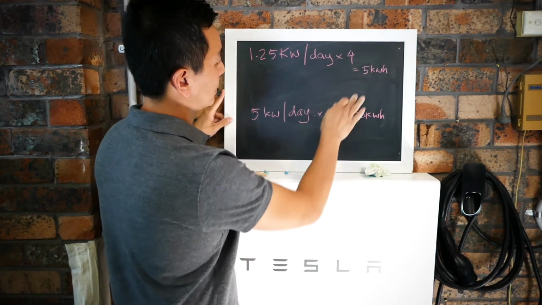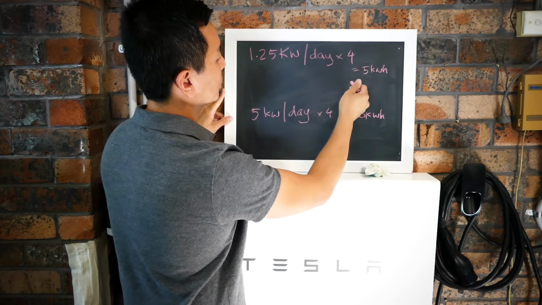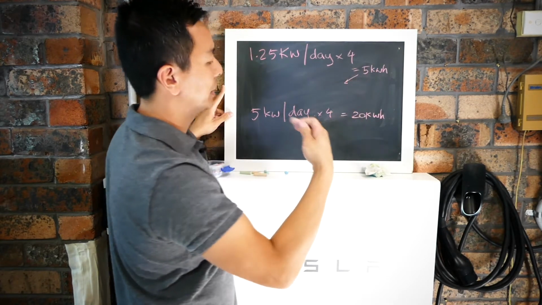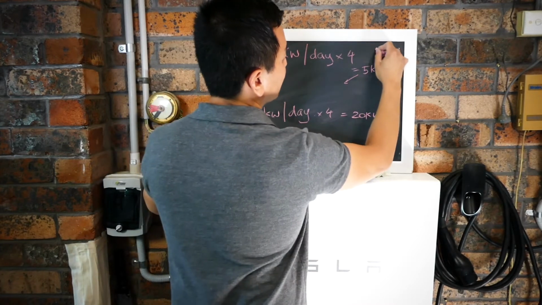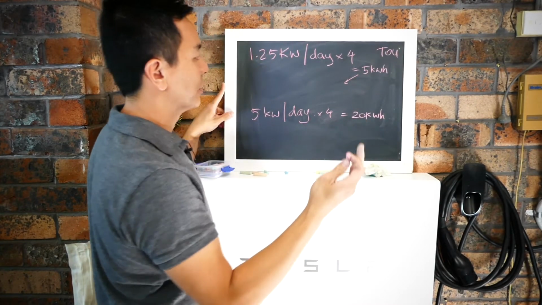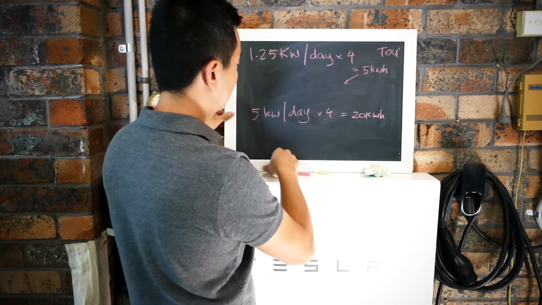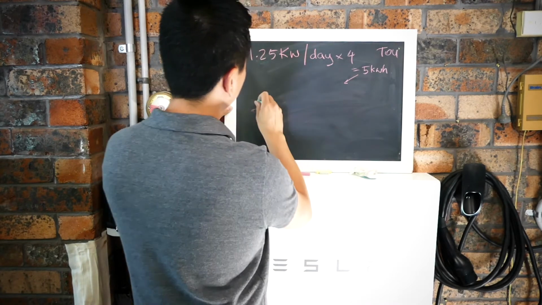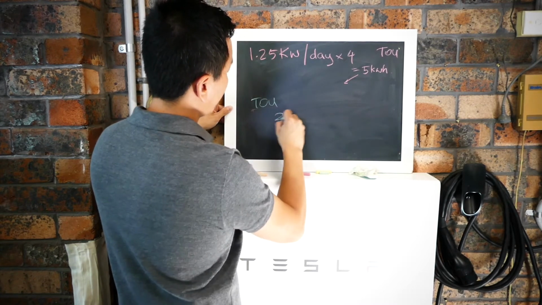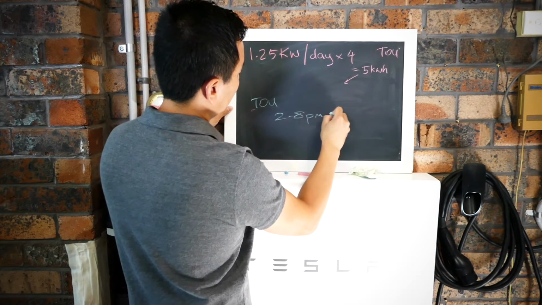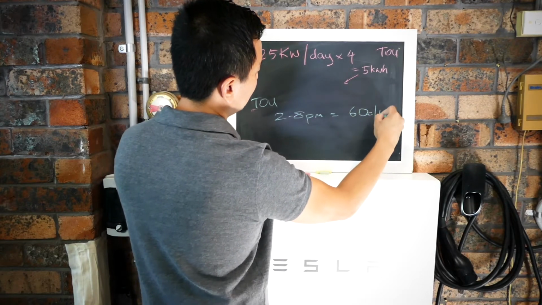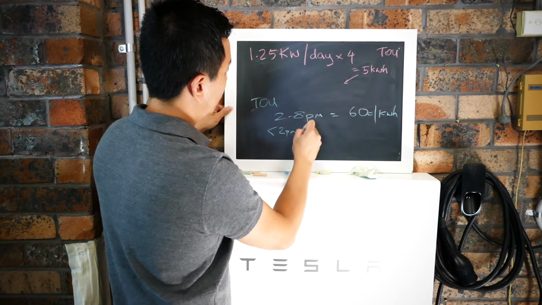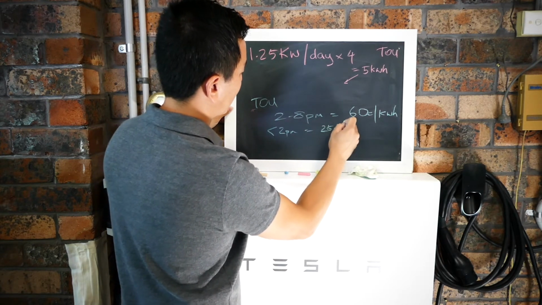That's fine, because at 5 kilowatt hours, if you're offsetting half of that, I'm going to assume that we're on a time of use plan. So these are all time of use figures. Just to remind you, time of use figures. Let's just rub this out for 1 second. So time of use. So 2 to 8 p.m. in Sydney is 60 cents per kilowatt hour. Before 2 p.m. is at 25 cents per kilowatt hour.